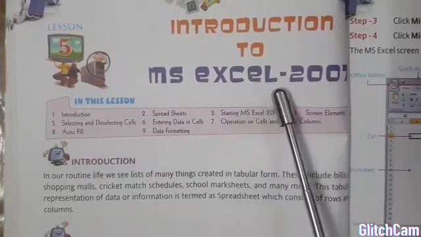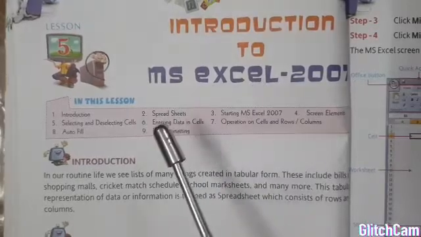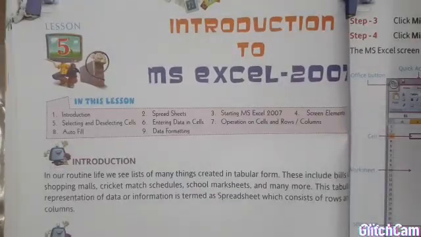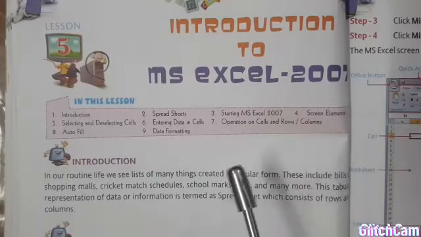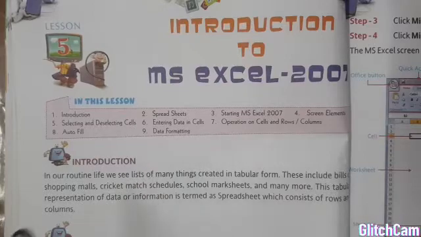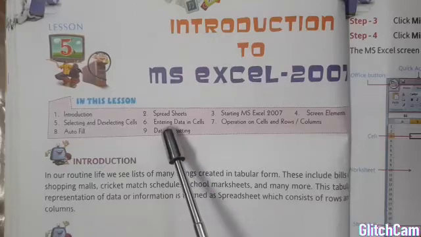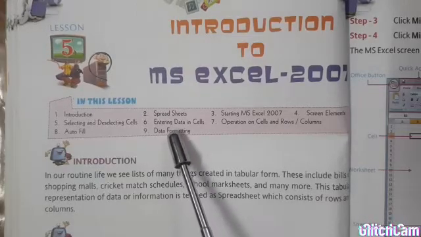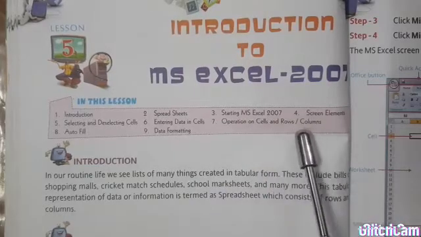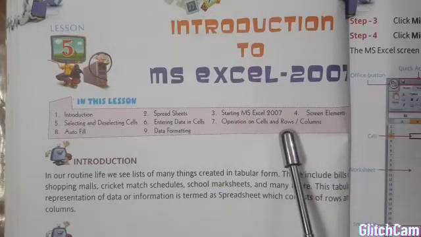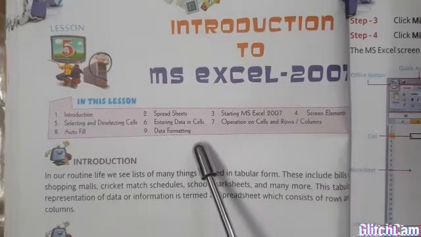In this chapter we will discuss the MS Excel worksheet, what spreadsheets are, and how we can work with MS Excel 2007. We will discuss some screen elements and then how to select and deselect cells. How we can enter data in a cell. Then we will work on operations on cells, rows and columns. Then we will work on autofill and data formatting.